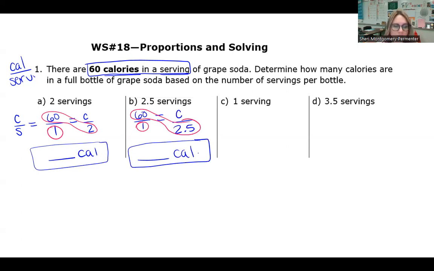So at this point, you can pause and finish all the ones in this section. So that's finishing question number 1 and finishing question 2. And after you're finished with those, you will press play. And we're going to see how to do question number 3.